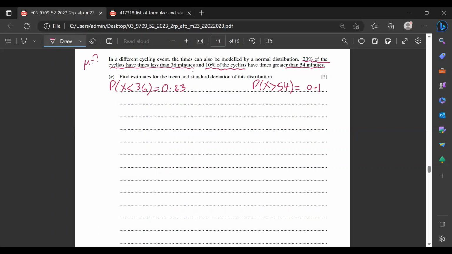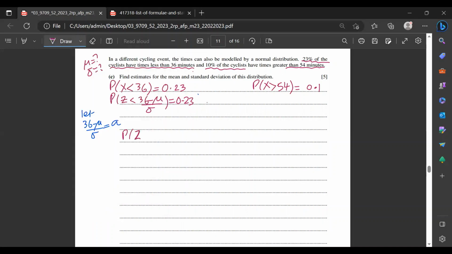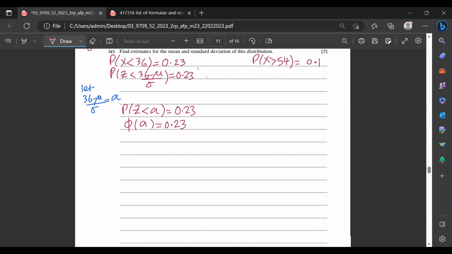Mu is question mark and sigma is question mark. So first we need to standardize. Probability of z less than (36 minus mu) over sigma is equal to 0.23. For convenience, you can let (36 minus mu) over sigma be a. If this is a, then probability of z less than a is equal to 0.23. So less than means phi of a is equal to 0.23.